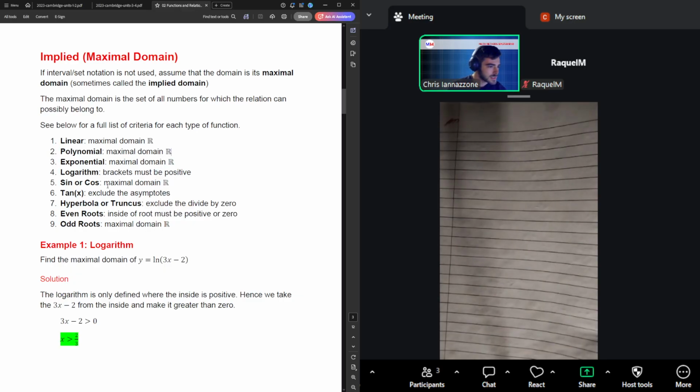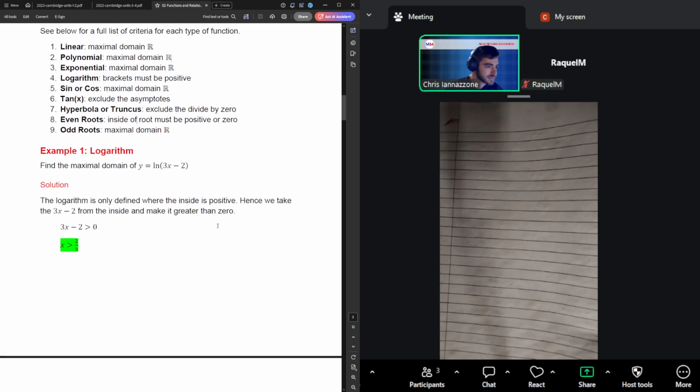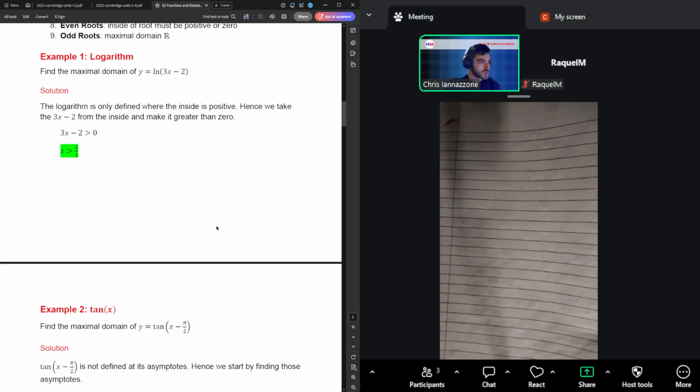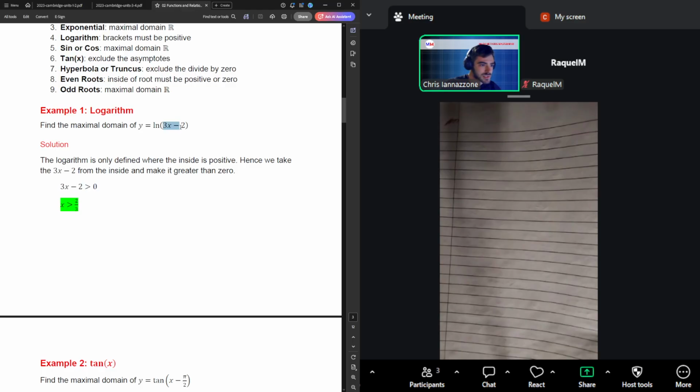Namely the logarithm, the tan, then you've got the hyperbola, truncus, and the even roots. So let's have a look at those. For logarithms, the inside of the brackets always needs to be greater than 0, never equal to 0. It has an asymptote at x equals 0, or at least wherever the horizontal translation term will be, if you remember from the graph of the logarithm. The easiest way to think about it is just that the inside of the brackets has to be greater than 0, and you just solve that inequality.